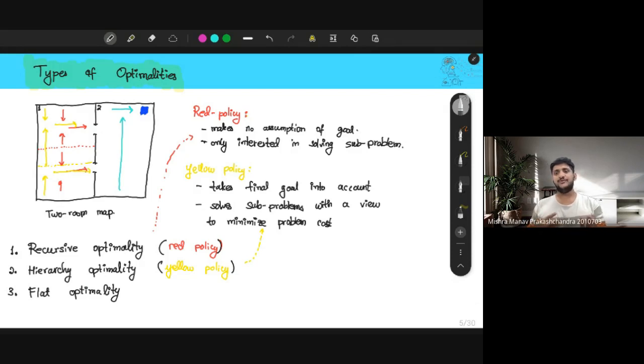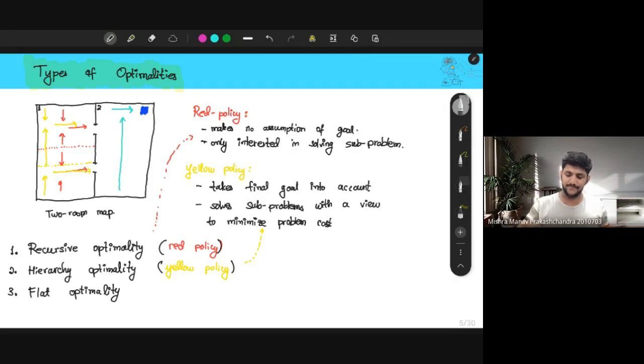Like why we don't need flat optimality. While it gives me the best possible solution, solving for it becomes very difficult. That's the whole motivation behind defining the hierarchical optimality or the hierarchical RL frameworks, right?